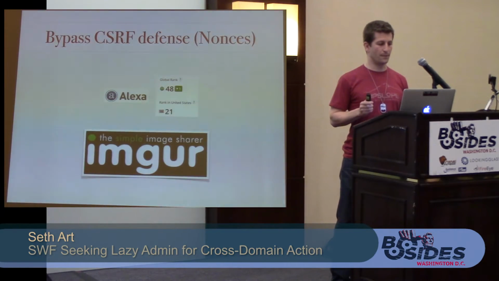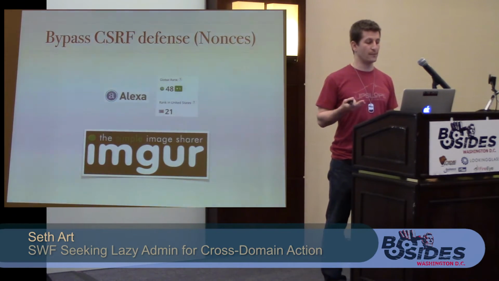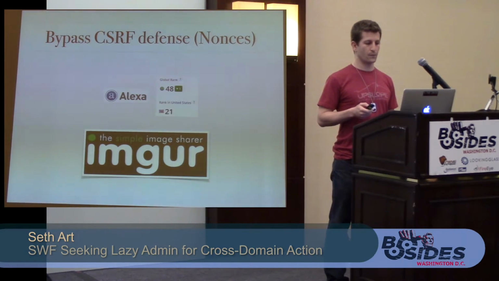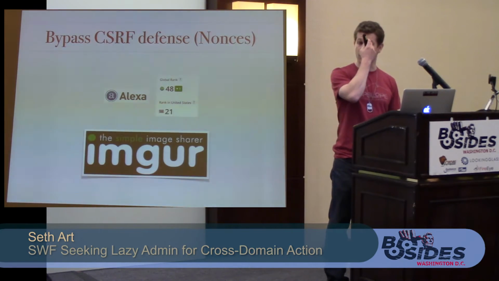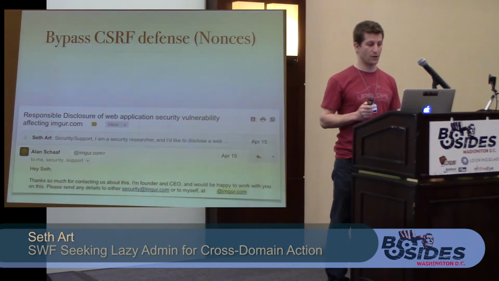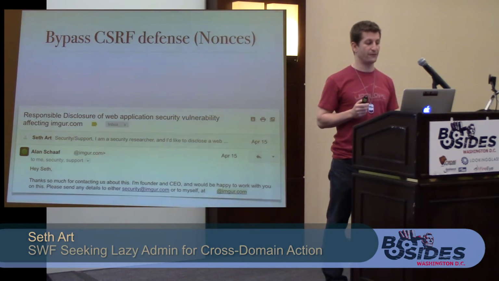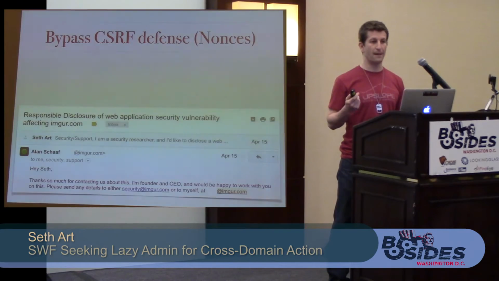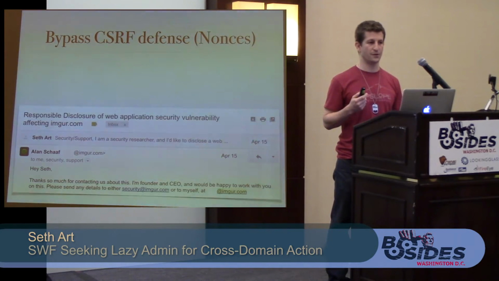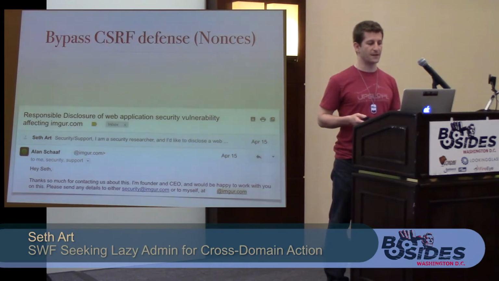So this is the next example, Imager, and another little story about Imager. I sent this disclosure email to Imager at 11:29 p.m. Two minutes later, I got an email back from Alan Schaff, the founder and CEO, saying that he'd be happy to work with me and to please send him more information. I sent him the proof of concept, and by 12:15 a.m., he wrote me back saying he fixed the vulnerability.